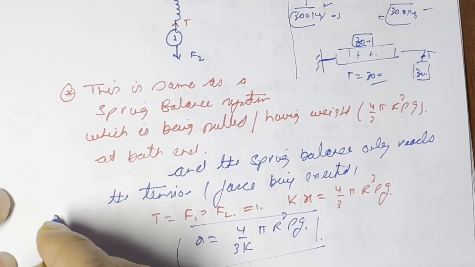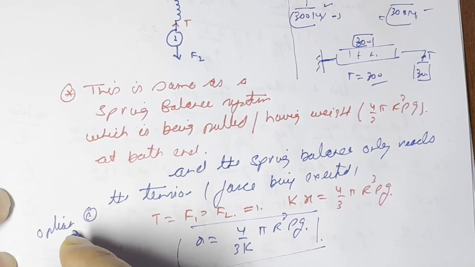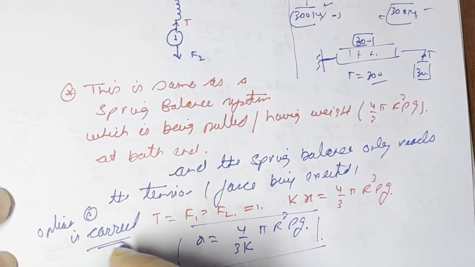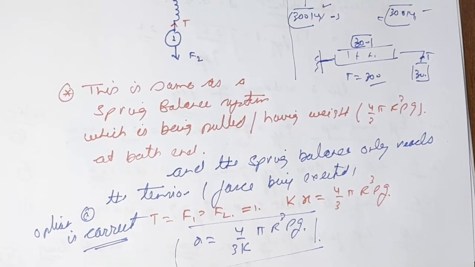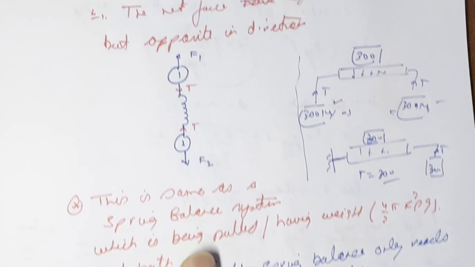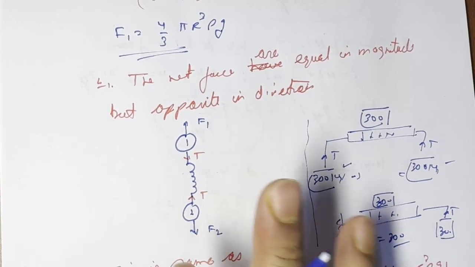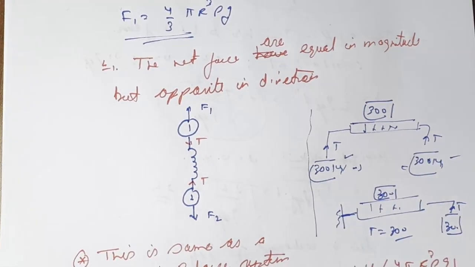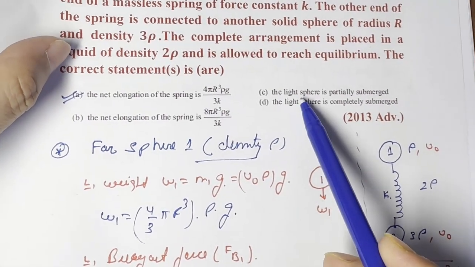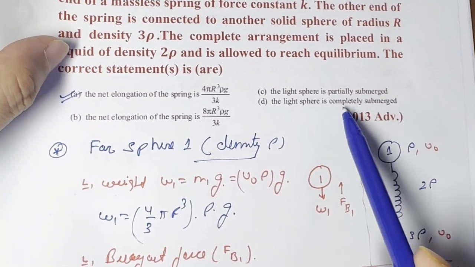Option A is correct. This is an important analogy between the spring system and this particular question that is given to us. And let us come to part B. Part B asks, for the light sphere, whether it is partially submerged or completely submerged. So we are going to check that.